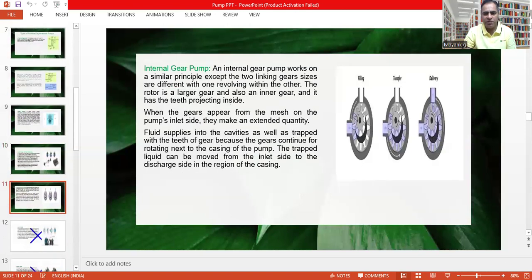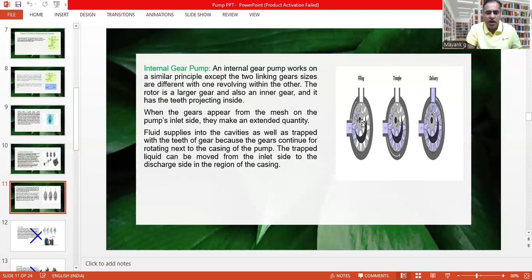However, the internal gear pump works on a similar principle, except the two gears are different in size. One revolves within the other. The rotor is the larger gear, an internal gear, and it has the teeth projecting inside. So as you can see, there are two gears. One is the bigger gear and another is the smaller gear, and they are rotating. The inner gear rotates within the bigger gear.